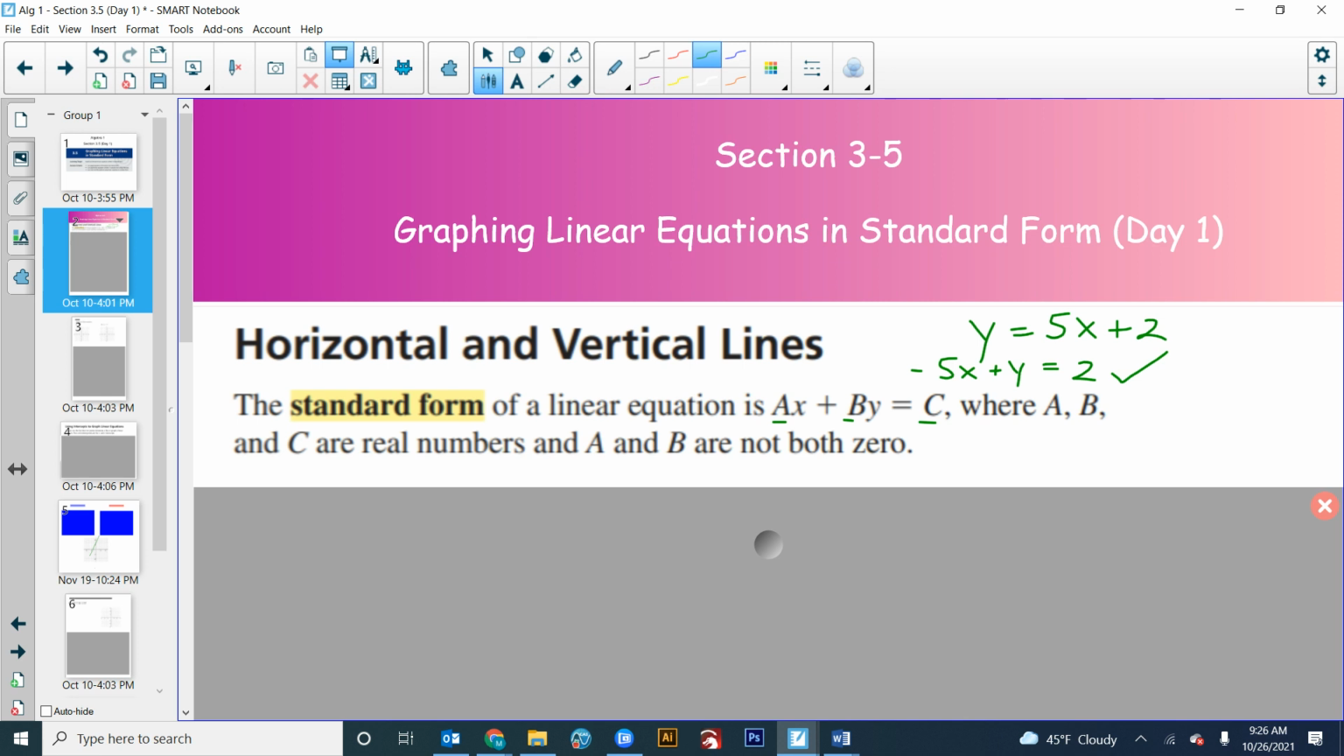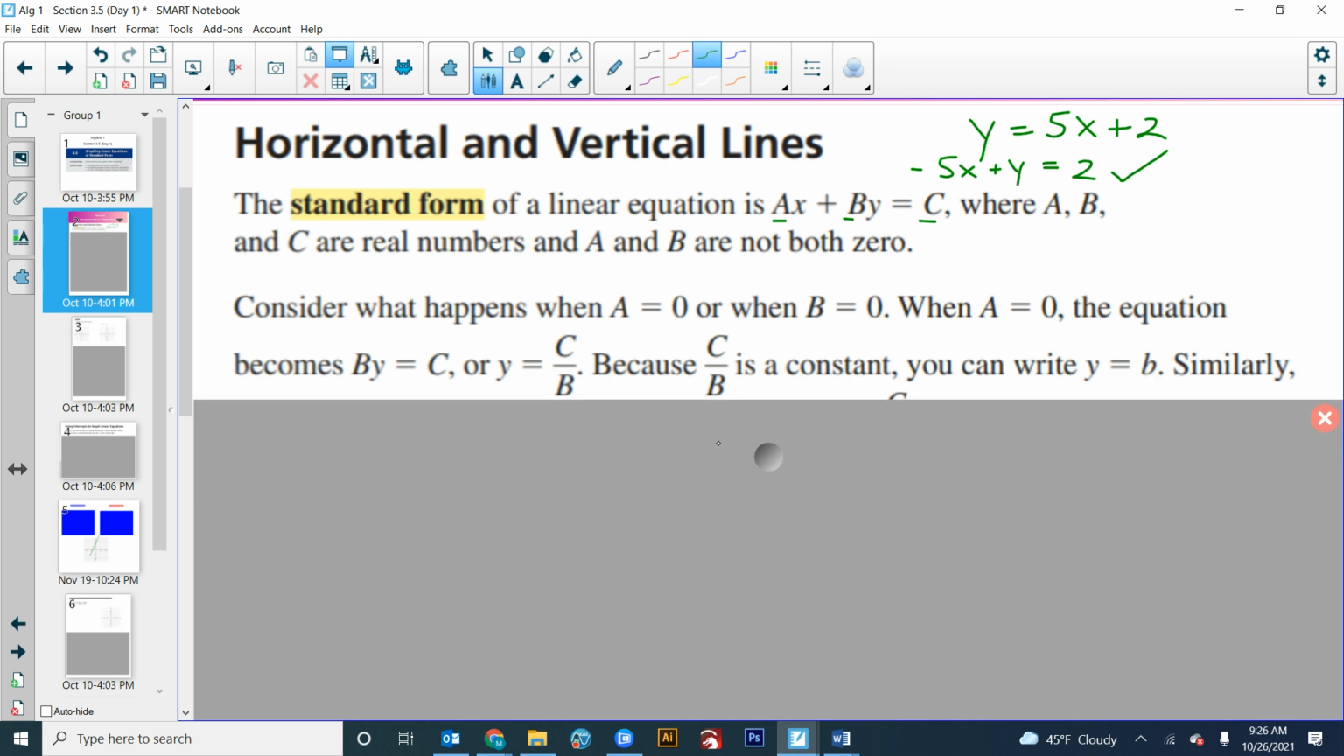What would the a be in our problem? Negative 5. It's the number in front of x. What's the b in our problem? It's the number in front of y. It's 1, isn't it? See how it's hidden? Disguised as a 1. What's the c in our problem? 2. There you go.